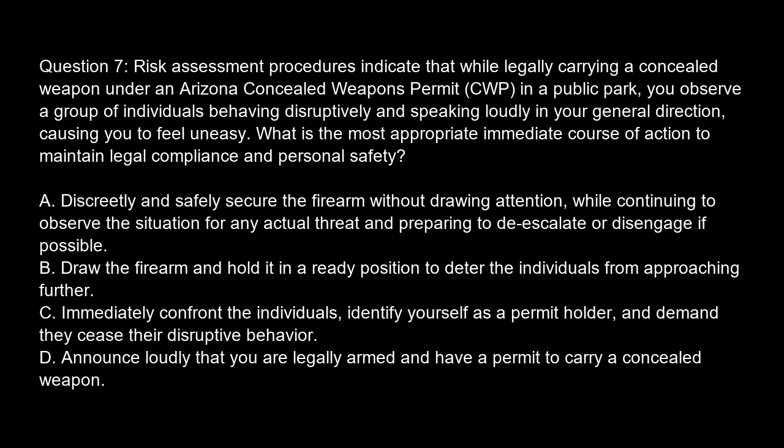Option A. Discreetly and safely secure the firearm without drawing attention, while continuing to observe the situation for any actual threat and preparing to de-escalate or disengage if possible. Option B. Draw the firearm and hold it in a ready position to deter the individuals from approaching further. Option C. Immediately confront the individuals, identify yourself as a permit holder, and demand they cease their disruptive behavior. Option D. Announce loudly that you are legally armed and have a permit to carry a concealed weapon.